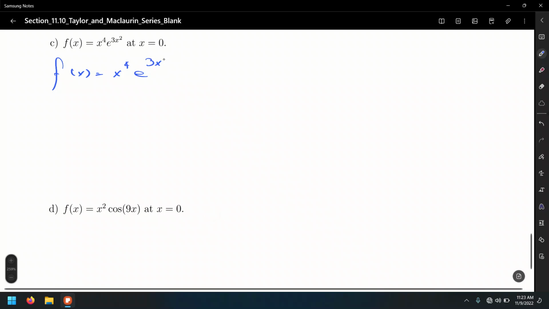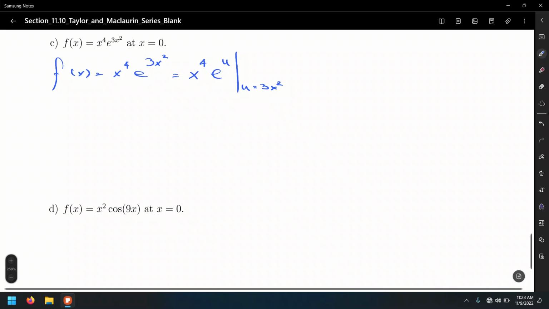e to the 3x squared. Well, we already have the elementary function. We're going to focus only on the exponential, so don't mind the x to the 4th power for now. That will be introduced into the series later. In the meantime, x to the 4th e to the u, where u equals 3x squared.